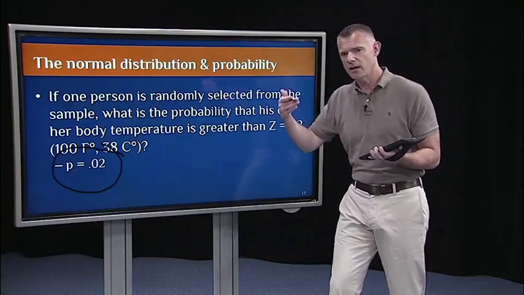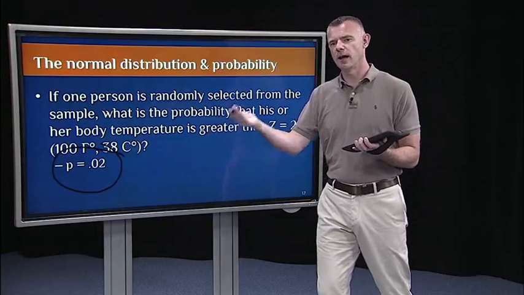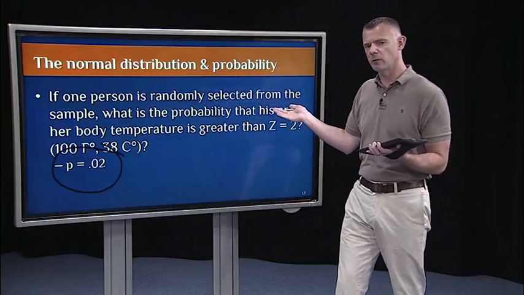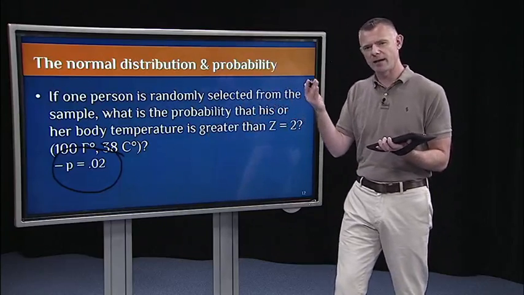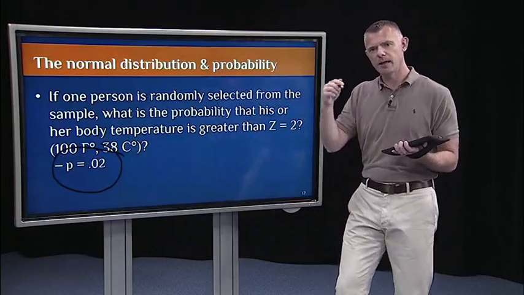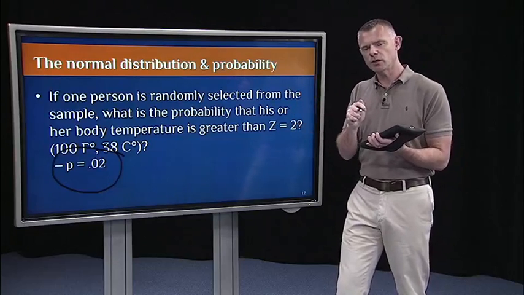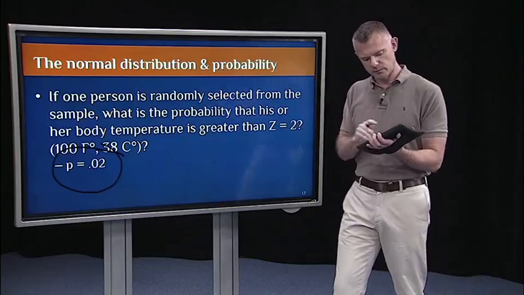Do you see now the connection to NHST? I made an assumption. I looked and calculated the probability of an outcome. I got a really low probability that might make me rethink the initial assumption. That's what we're going to do, but at the level of samples.